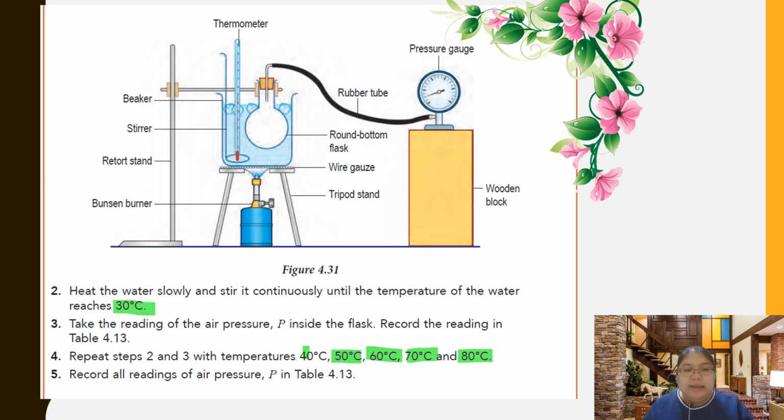Heat the water slowly. You need to heat and stir continuously until the temperature reaches 30 degrees Celsius. If you never put in the ice, we cannot get 30; maybe it would be 40 degrees Celsius, because room temperature is already over 30 degrees Celsius. Now we take the reading from the pressure gauge and record it. Then we repeat, increasing the temperature to 40, 50, 60, 70, and 80. All the data must be recorded in a table. So this is the procedure.